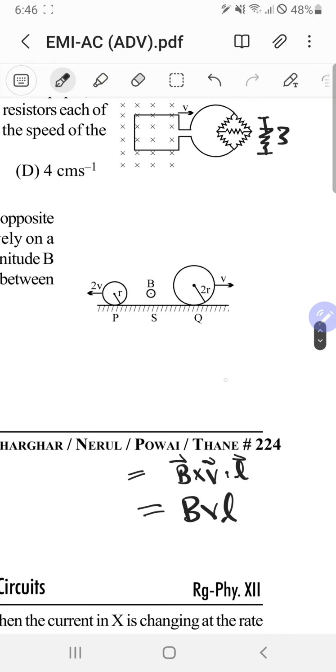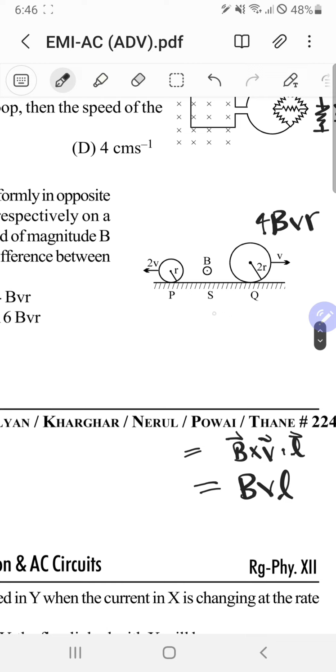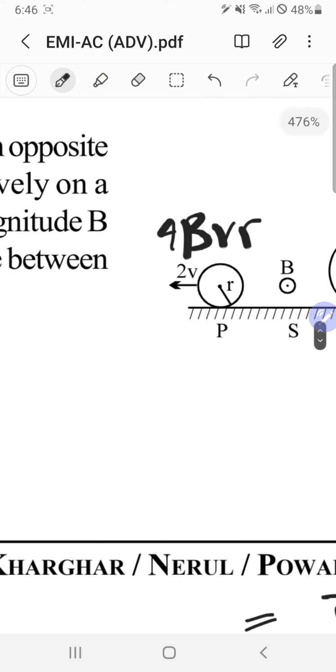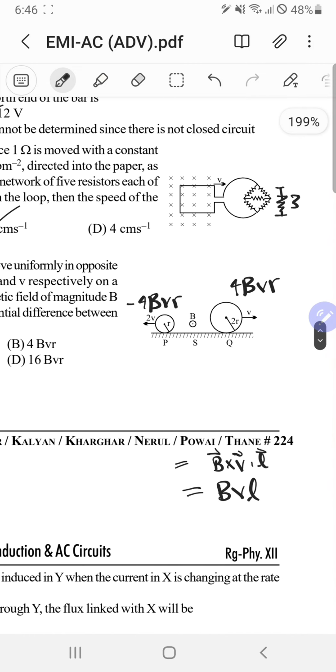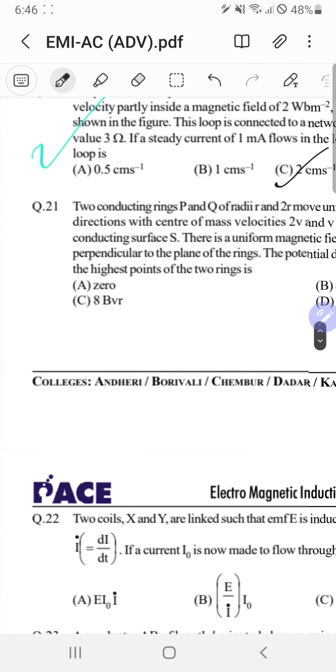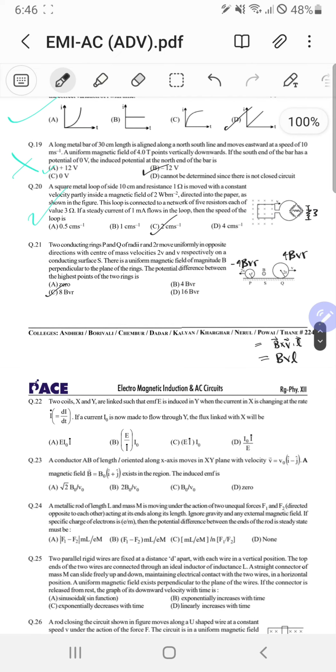So in this case, L is 4R. So this is 4BVR. And over here, you've got B and then 2V and then 2R. So that's still 4BVR. Oh, that's nice. Now, it would be negative in that case because the velocity is actually negative 2V considering the sign convention. So this should be 8BVR. That's the magnitude. Right, next question.